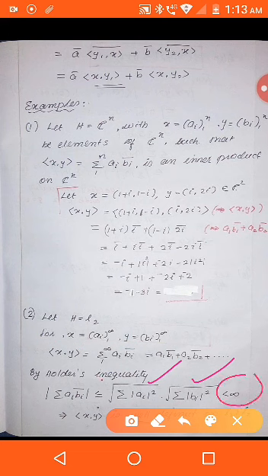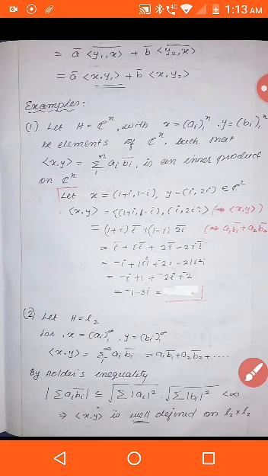That is, this modulus of sigma a_i b_i conjugate is finite, which means we can define a function of the form inner product of x, y is equal to sigma 1 to infinity a_i b_i conjugate. That means the definition makes sense. That is, it is well defined on L2 cross L2.